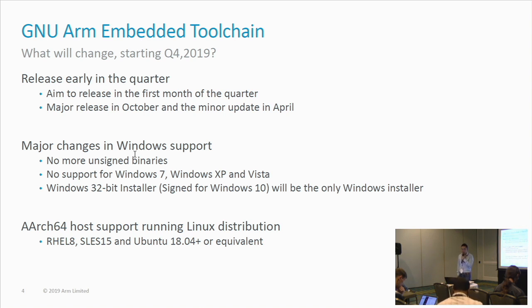We are on the way to adding an AArch64 host machine. So if you have an AArch64 development machine, you can build the ARM bare metal targets from that platform. This is the first time we have a cross target toolchain from 64-bit to 32-bit. So we're going to do that release.